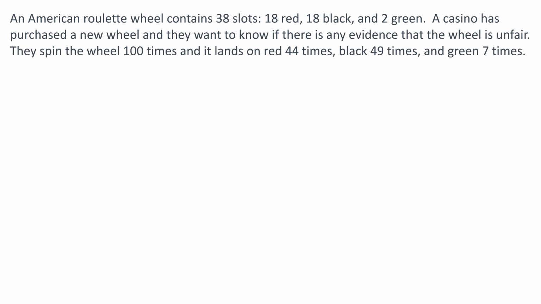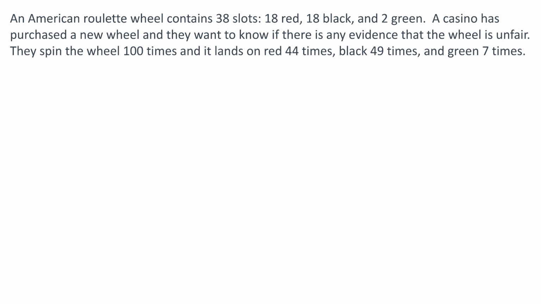An American roulette wheel contains 38 slots: 18 red, 18 black, and 2 green. A casino has purchased a new wheel and they want to know if there is any evidence that the wheel is unfair. They spin the wheel 100 times and it lands on red 44 times, black 49 times, and green 7 times.